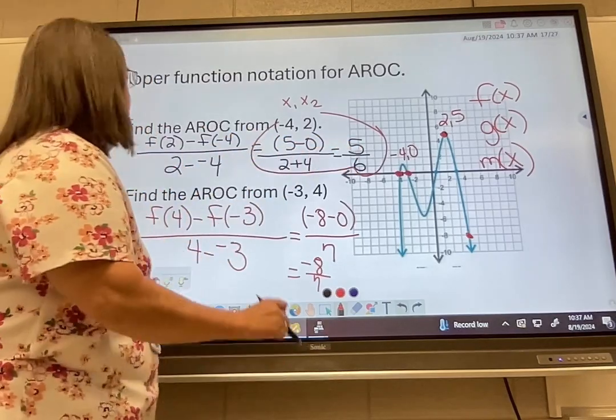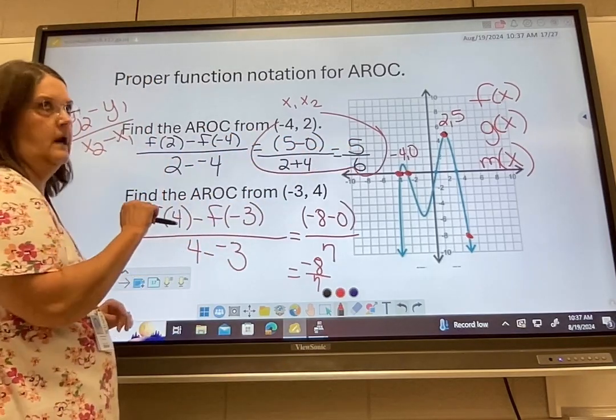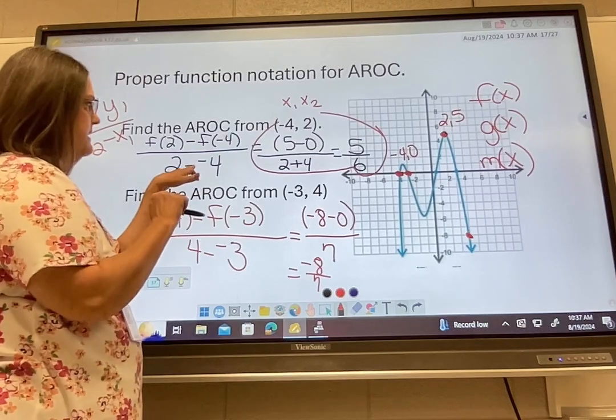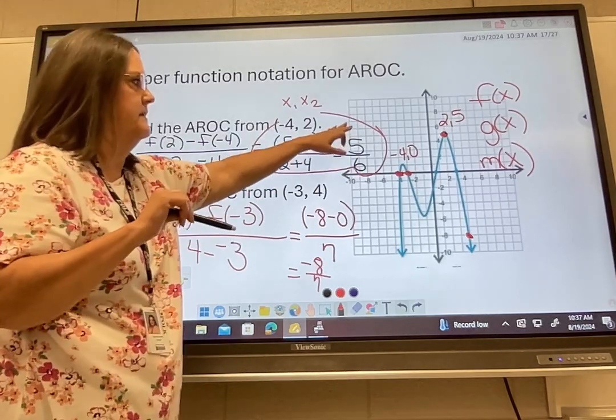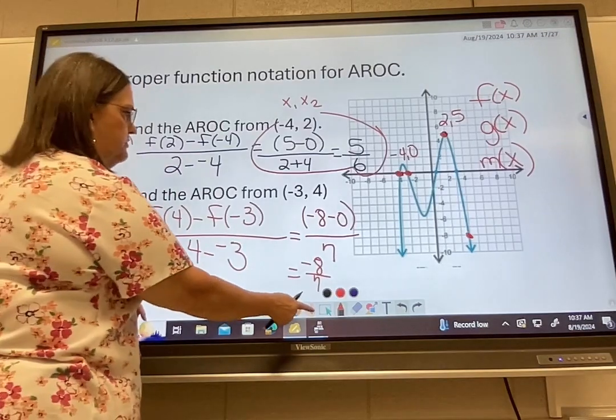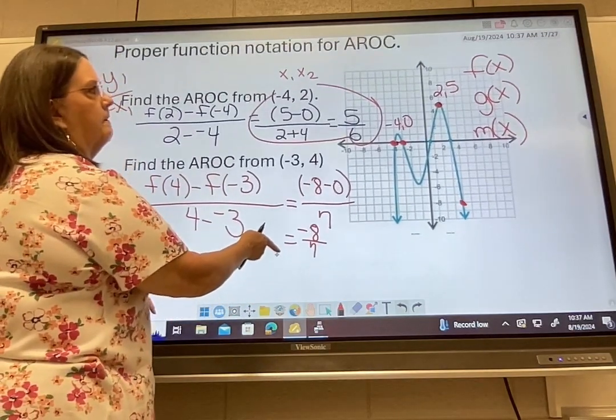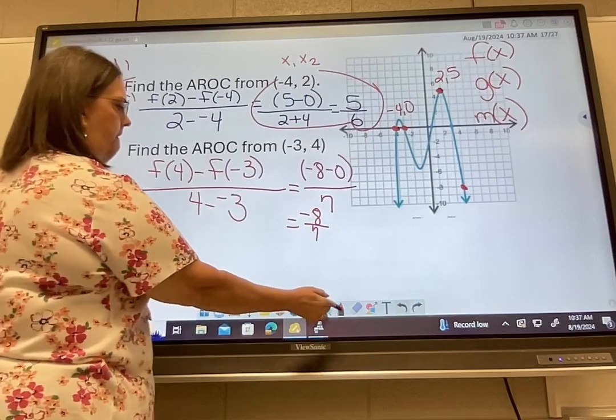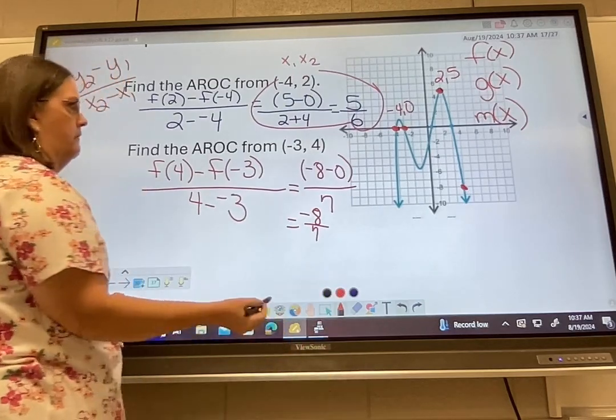And then I went ahead and changed this minus -4 because I don't like looking at it like that. Because that means 2 plus 4 is 6. So 5 over 6 is the answer. And then I did another problem just for good measure to be sure that you could see it. So we did another one.